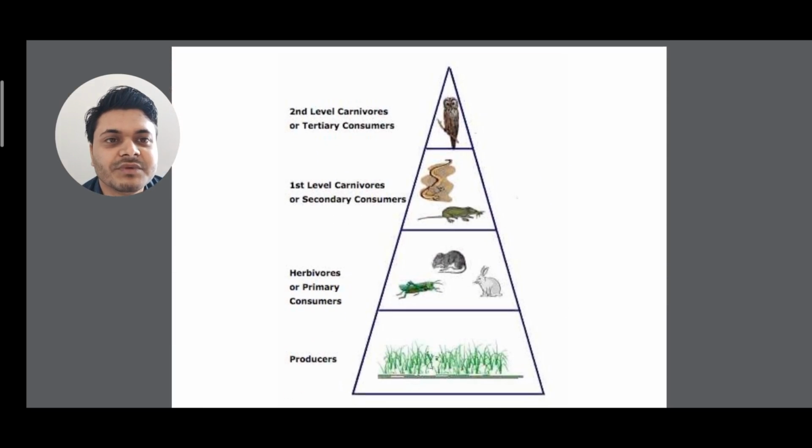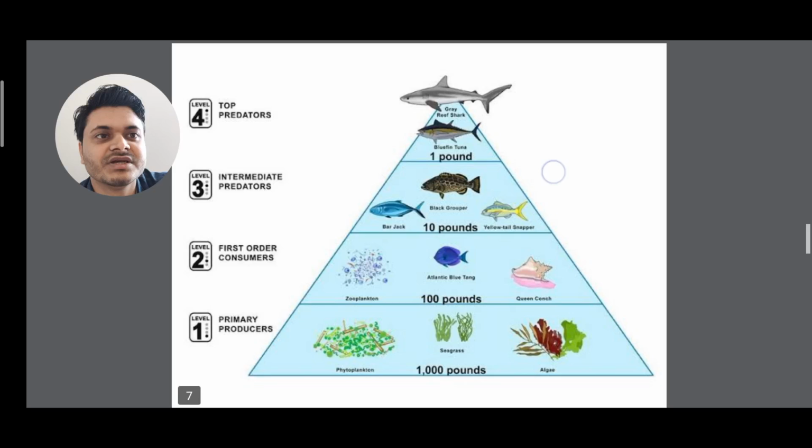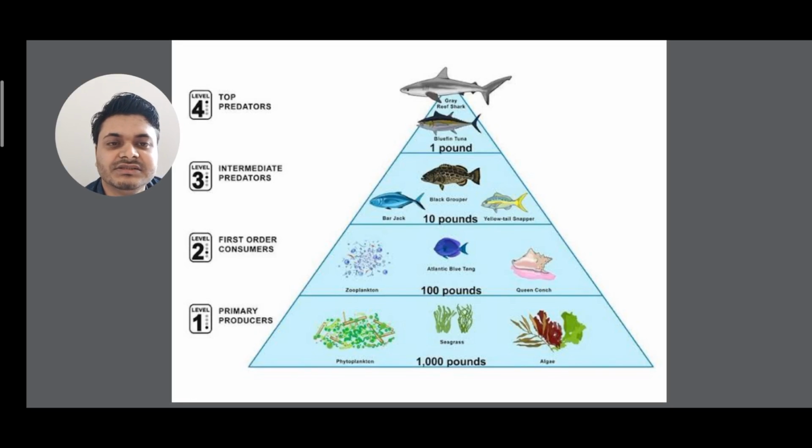So one more example you can see: producers are there, next herbivores or primary consumers, next first-level carnivores or secondary consumers, next second-level carnivores or tertiary consumers. Clear, this is one more pyramid. So here you can see primary producer, first order consumer, intermediate predator and top predator. In the primary producers they have given phytoplanktons, algae, etc.